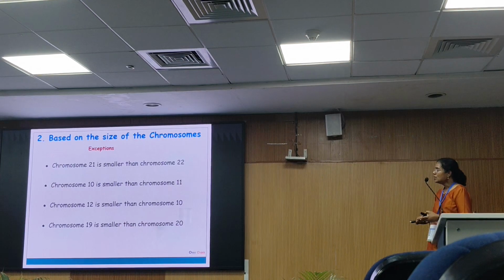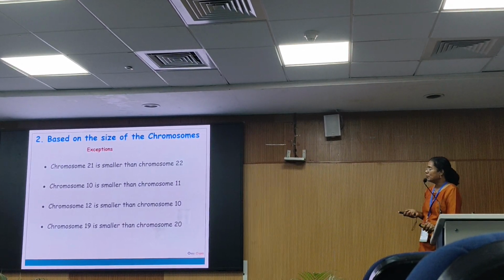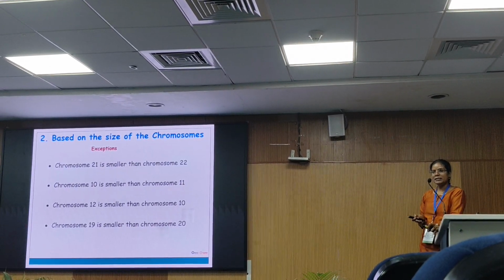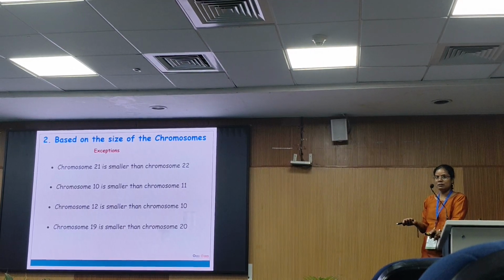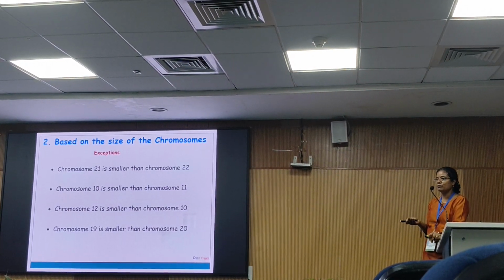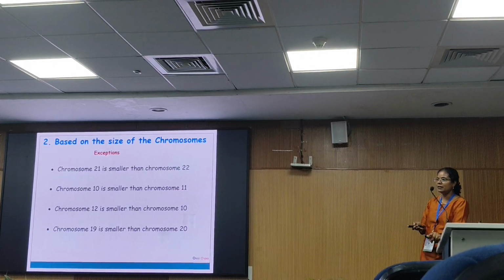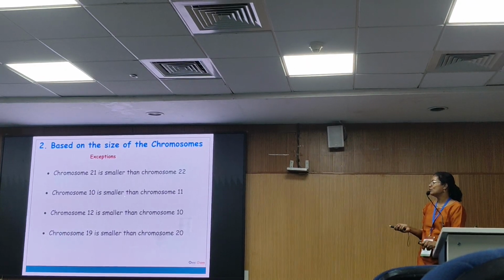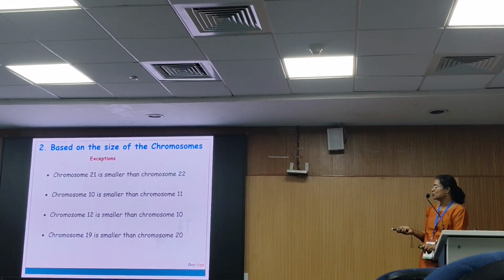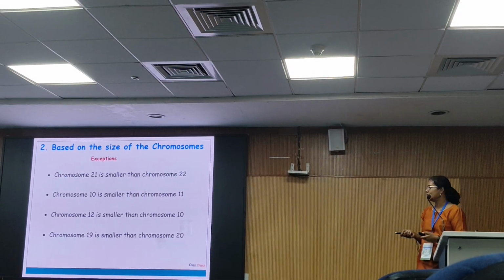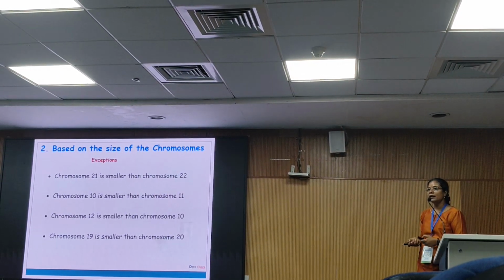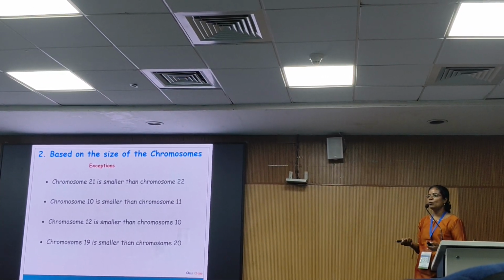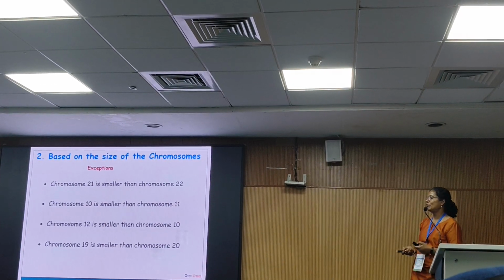Now there are some exceptions. In the pre-genomic era, chromosome 21 is smaller, but still it is 21, and 22 is larger than that, because Down syndrome was discovered early, before the chromosomes were fully numbered. But post-genomic era, we know that chromosome 10 is smaller than 11, chromosome 12 is smaller than 10, and also 19 is smaller than 20. These are exceptions because at that time we could not see at the genomic level, whereas now we know the size of each chromosome.